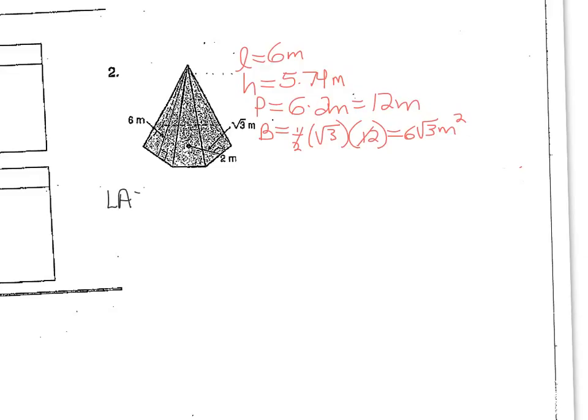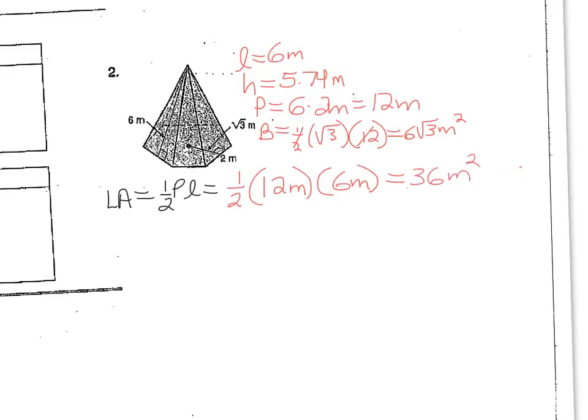For the lateral area, the formula is 1/2 perimeter times slant, which when you substitute is 1/2 times the perimeter, which is 12, and the slant is 6. Great, and then we just simplify. 1/2 of 12 is 6, times 6 is 36. And meters times meters is square meters. So there you have the lateral area, which is the area around.